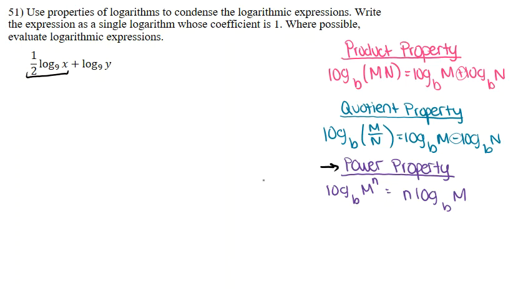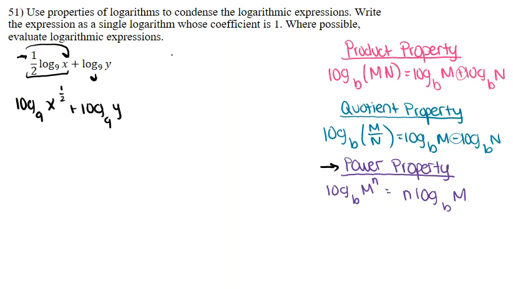So we know that they got the n in front of the expression by bringing down the exponent. So we know that our 1/2 has to be brought back into an exponent form. So we're going to rewrite this as log base 9 of x to the 1/2 power. Let's bring down this log expression plus log base 9 of y.